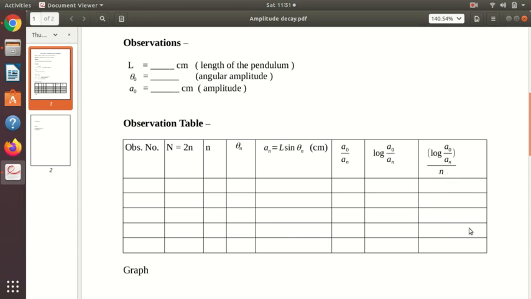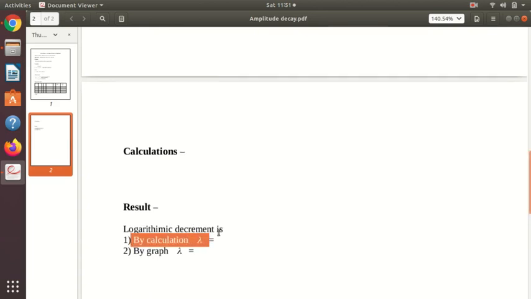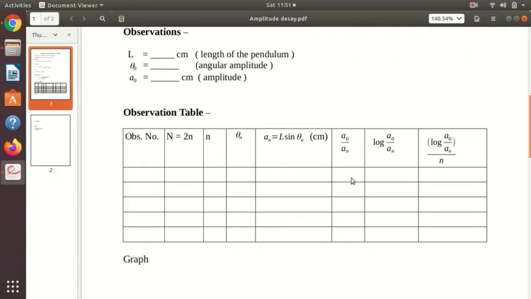You can do this and take the mean of all the observations, all the calculations, so that you can get the logarithmic decrement by the calculation. Now, to calculate logarithmic decrement by the graph, you have to plot the graph of log of this quantity to n. So, on the y-axis we will plot this quantity, whatever readings you get here, and the half oscillation on the x-axis.